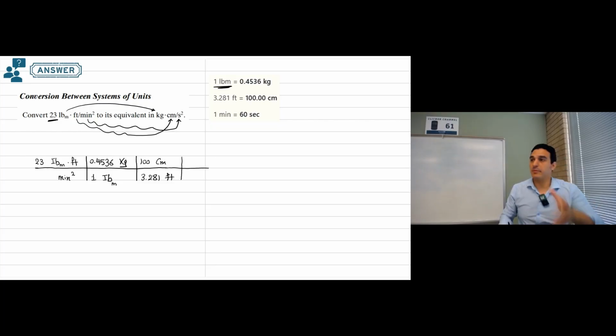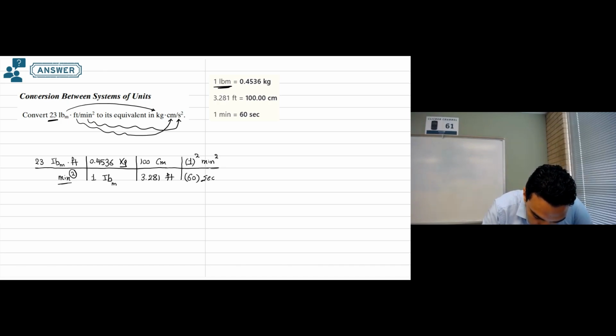Then the last one, minute to second. Here I have minute originally down, so I put here 1 minute, and here I have 60 seconds. But here I don't have minutes, I have minute square. So you should square everything in this last conversion. So this one will be 1 square, minute square, 60 square, second square. Only the last one. If it's cube, then everything will be cube.